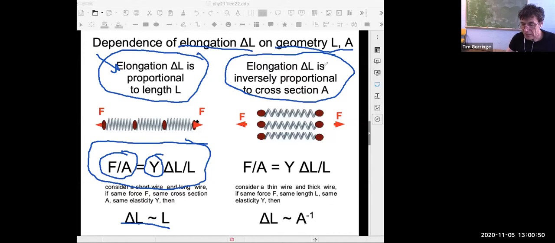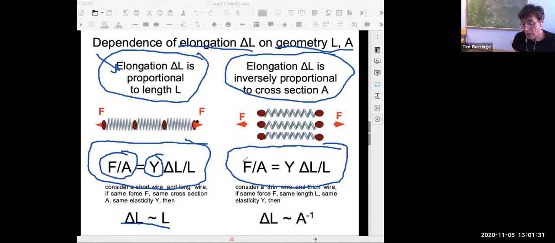Okay, so this second situation over here says that the elongation of the wire is in inverse proportion to the cross-sectional area of the wire. So let's see how that works. Again, let's think about this stress, strain, elasticity relationship. And we're going to imagine this time, instead of a long wire and a short wire, we're going to think about a thin wire, small cross-section, and a thick wire, large cross-section. But otherwise, everything is the same. We're going to apply the same force to these wires. So the force is going to be the same.